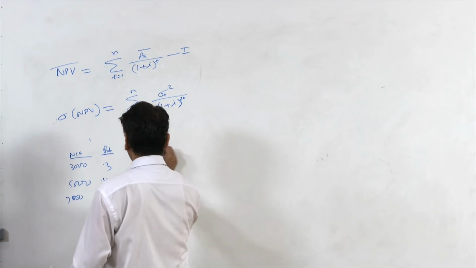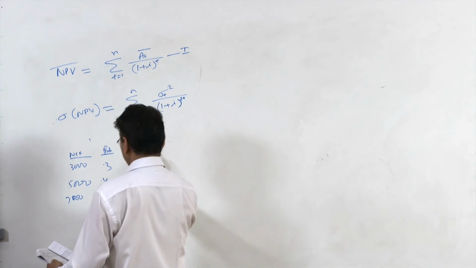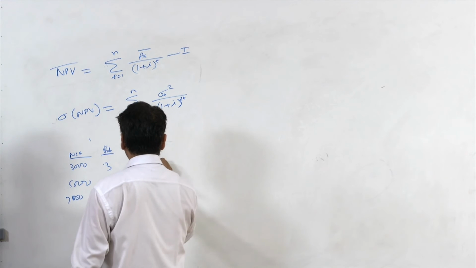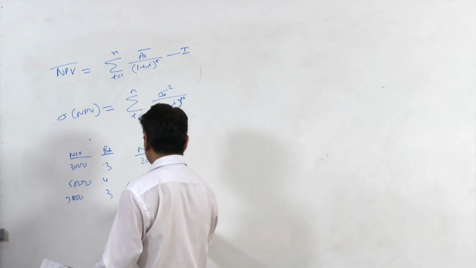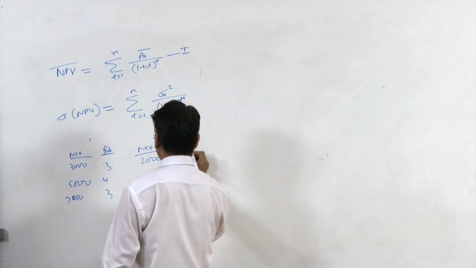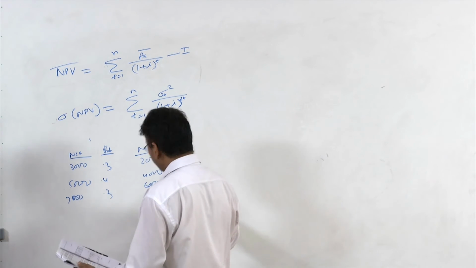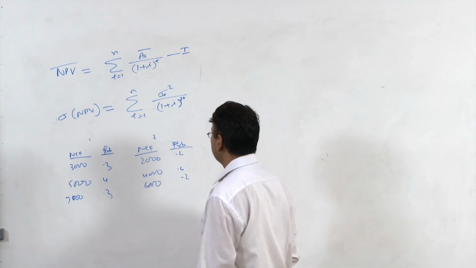For the second year you have net cash flows of 2000, 4000 and 6000. Probabilities are 0.2, 0.6, and next would be 0.2, right.